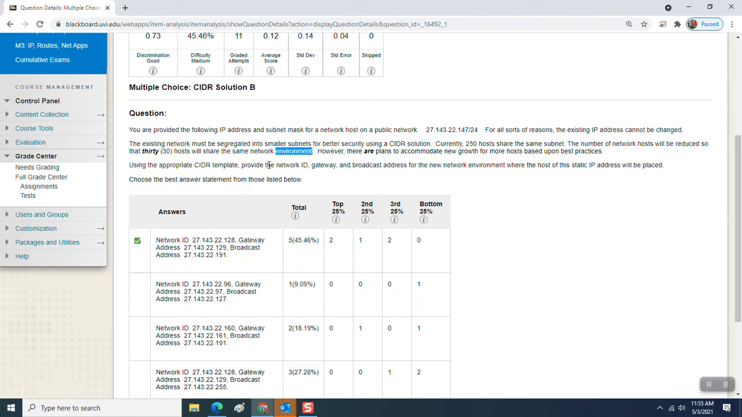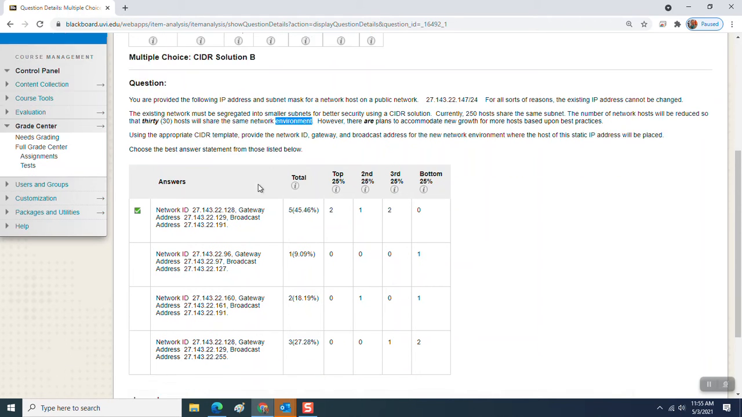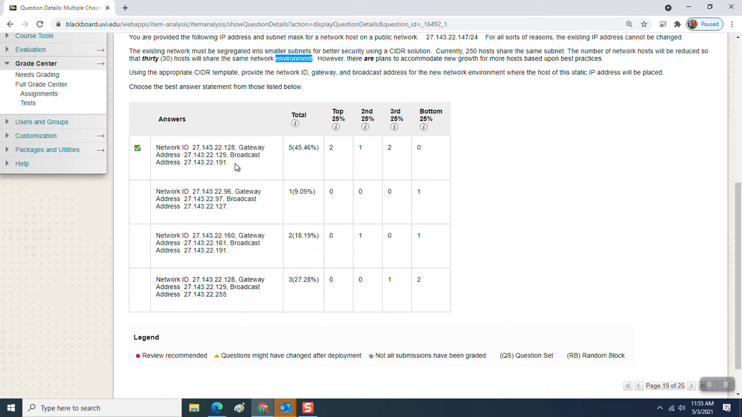So you're dealing with something that's going to provide a CIDR multiple of 32. Basically, there are plans to accommodate new growth for more hosts based upon best practices. Using the appropriate CIDR template, provide the network ID, gateway, and broadcast address for the new network environment where the host of the static IP address will be placed. Choose the best answer statement from those listed below.